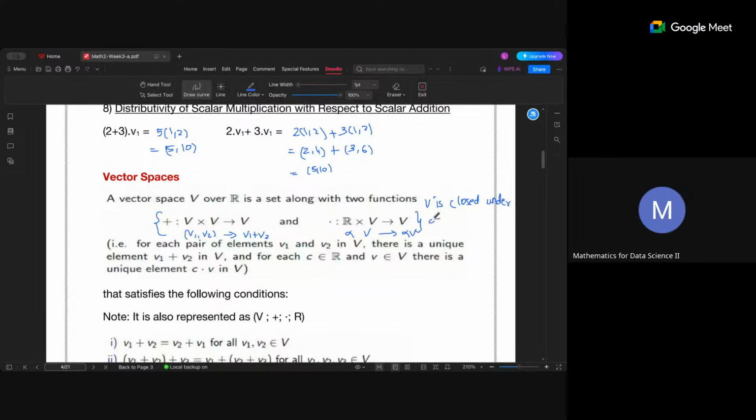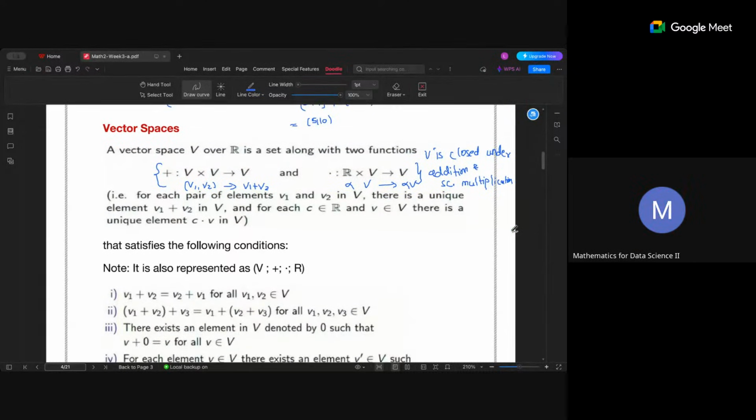Ma'am, can you repeat this definition of vector spaces? No, I have not yet completed it. We are just starting. We have not yet completed the definition. First of all, we are considering a set V. Whenever we are defining vector spaces, we always consider real numbers here, because for scalar multiplication we need real numbers. So we are considering any set together with a scalar set. For defining vector spaces, we always need a scalar field.